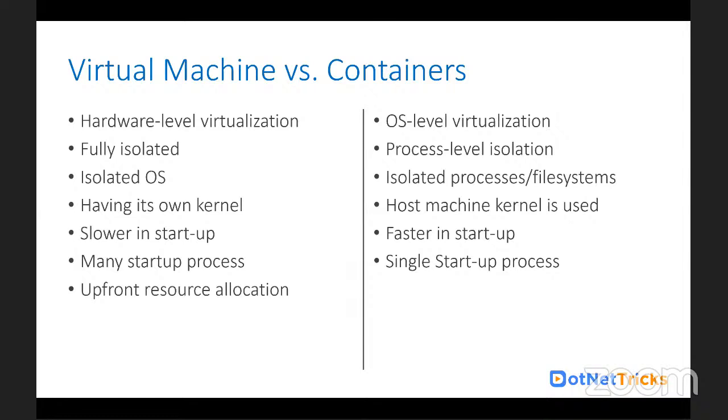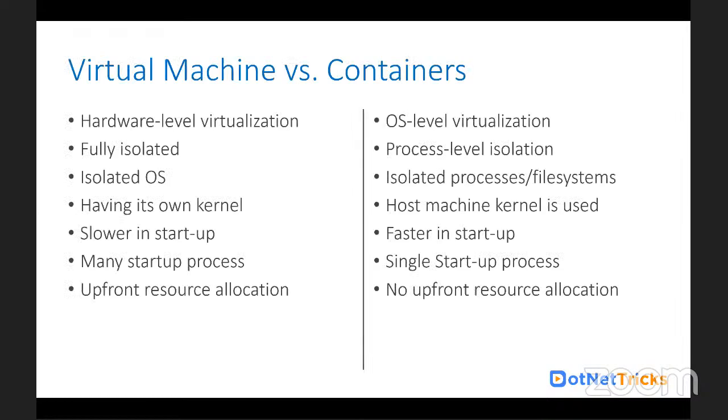In a virtual machine, which I already explained to you, there is an upfront resource allocation. But in containers, there is no upfront resource allocation. Whatever resources are available at the base machine level, those are going to be utilized. Simple. So these are the differences you should understand between the virtual machine and containers. I hope now the picture is clear how virtual machines and containers are different from each other.